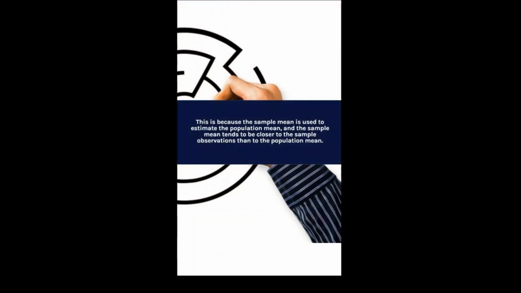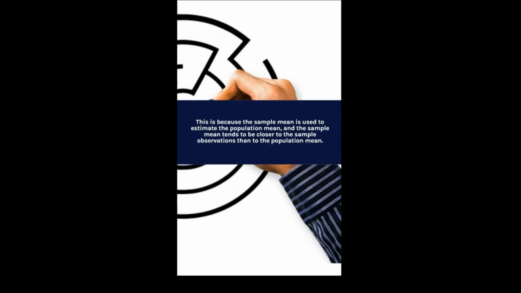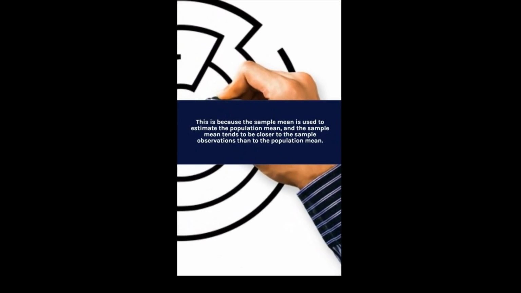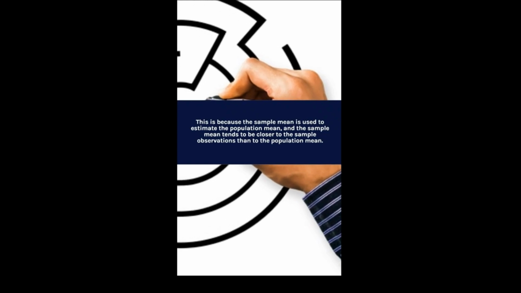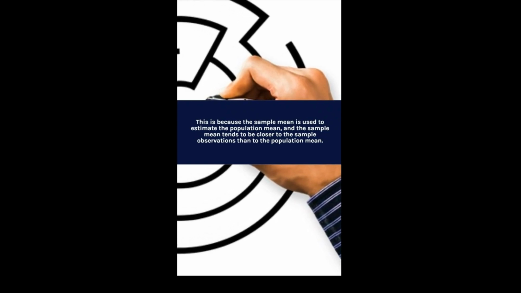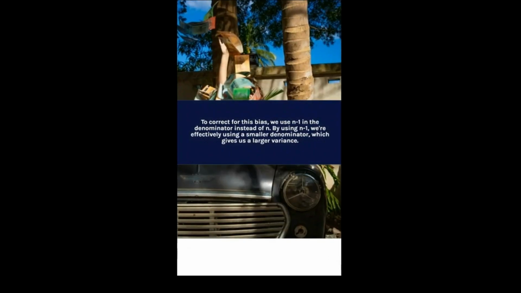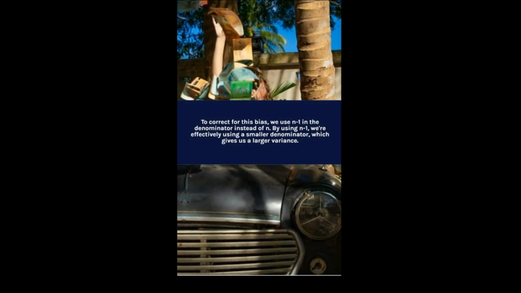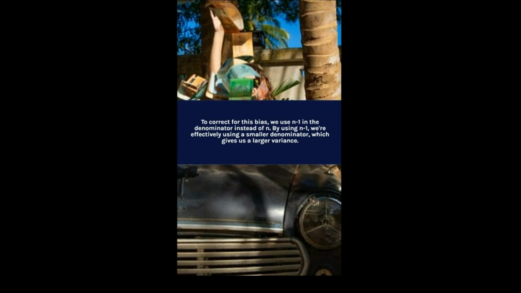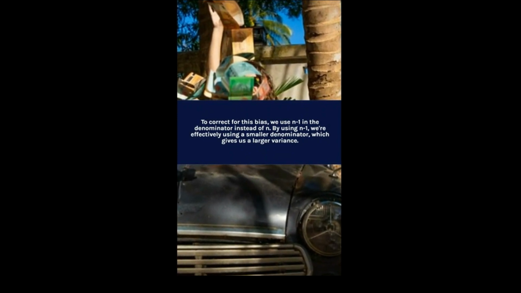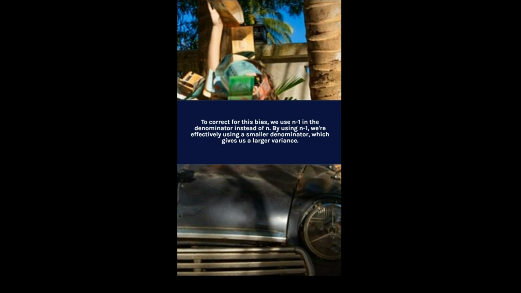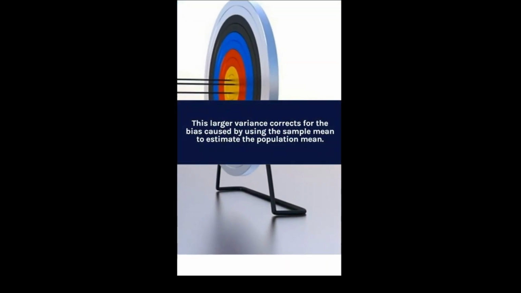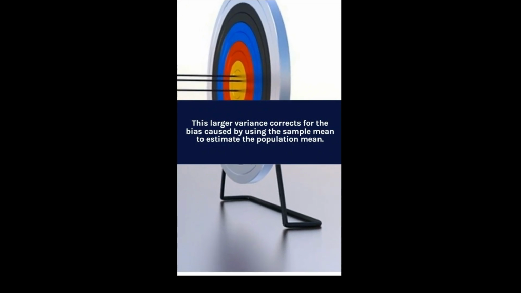This is because the sample mean is used to estimate the population mean, and the sample mean tends to be closer to the sample observations than to the population mean. To correct for this bias, we use n-1 in the denominator instead of n. By using n-1, we're effectively using a smaller denominator, which gives us a larger variance. This larger variance corrects for the bias caused by using the sample mean to estimate the population mean.